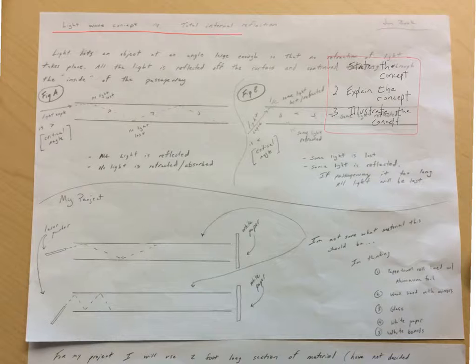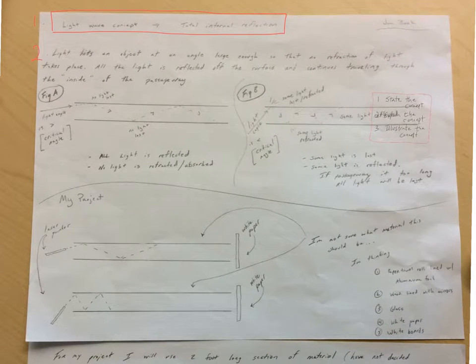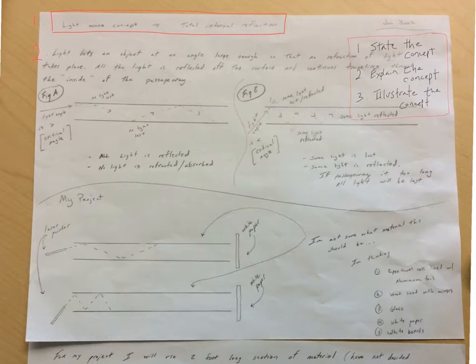You can find that here. Light wave concept, total internal reflection. This is me stating the concept. I then explain that concept in words here. Light hits an object at an angle large enough so that no refraction of light takes place. All the light is reflected off the surface and continues traveling through the inside of the passageway.